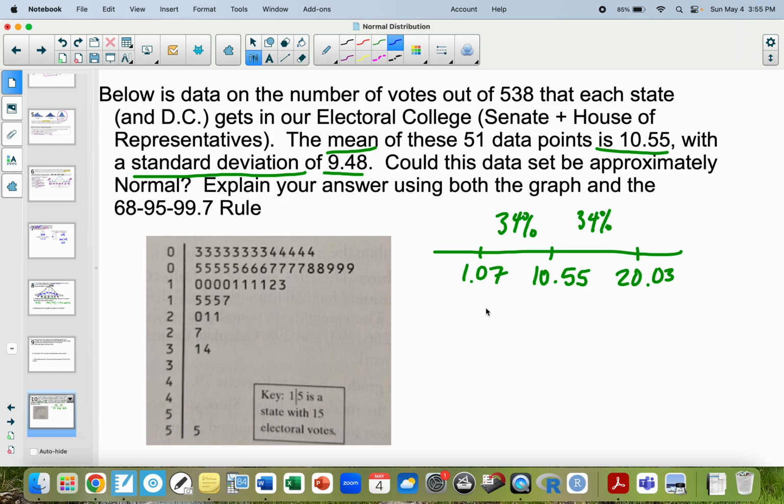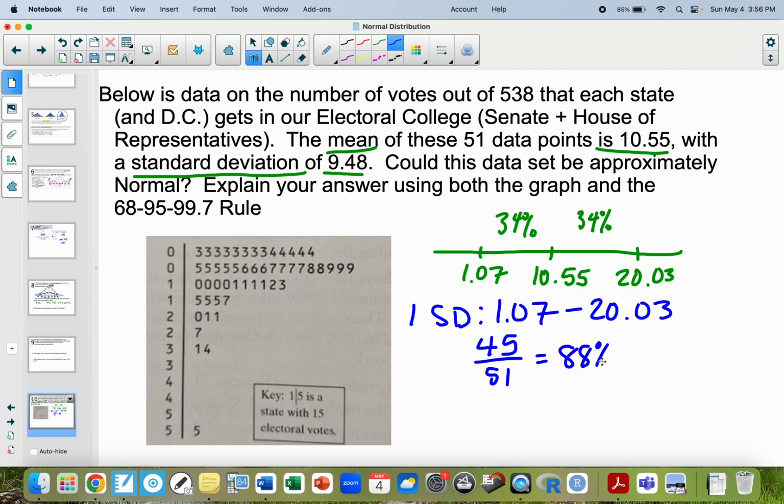So let's just check one standard deviation away. One standard deviation away would be all numbers between 1.07 and 20.03. If it is normal, that should represent 68% of my data. Well, let's see if that's the case. I counted up how many numbers were between 1.07 and 20.03. That would be all of these numbers up to 20. And that's 45 of my 51 pieces of data. And that is 88% of my data.